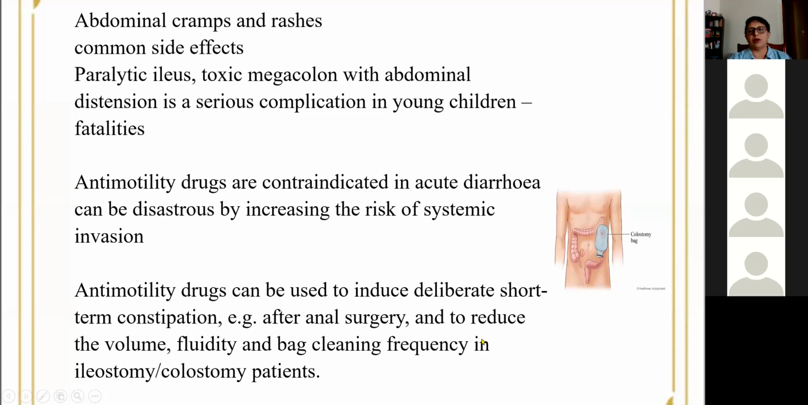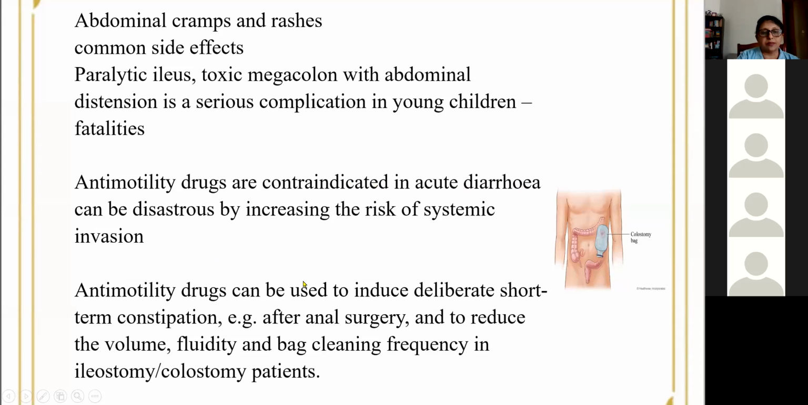But when should these anti-motility drugs be taken? They are actually contraindicated in acute diarrhea. When the diarrhea is progressing, if it is a bacterial diarrhea and we give only the anti-motility drug, what will happen? All the pathogens will stay there and enter the systemic circulation. There will be invasion, which will again increase the problem. That is why anti-motility drugs are contraindicated in acute diarrhea.